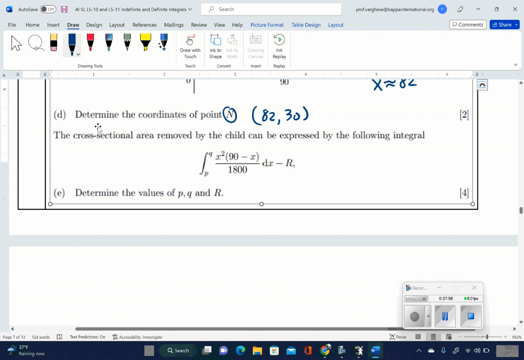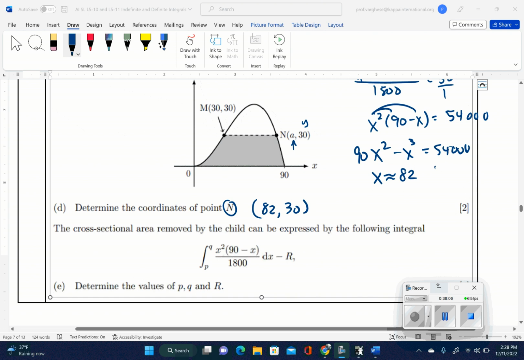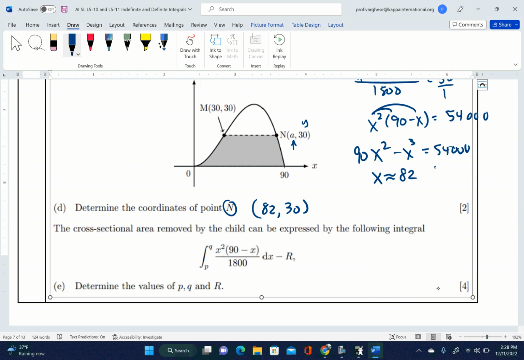So part E, they're telling us to find out the values of P, Q, and R. All right, so for the last part, it's telling us that the cross-sectional area removed by the child can be expressed by this whole thing, and they're asking us to find out P, Q, and R. R represents the area of that rectangle right here. So we can tell that the child starts at this point right here, which is 30. From 30 to, and we just found out that n right here is 82.